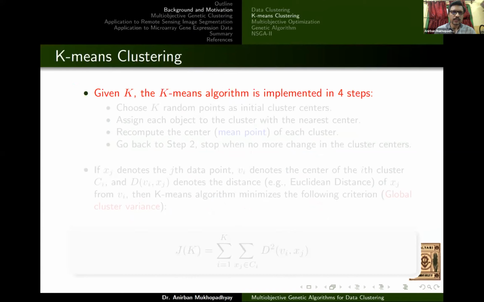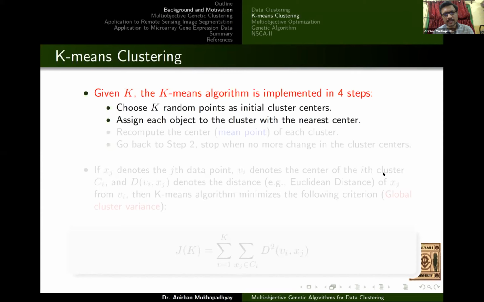So here the job of the K-means clustering actually works like this: we choose K random points as the initial cluster centers from the given data set. We just pick up K number of random points. K is a user input. K random points as the initial cluster centers.